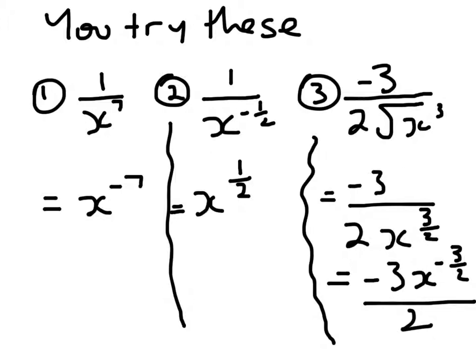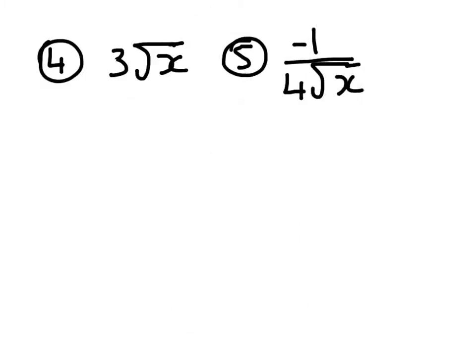Okay, now try these ones. Okay, 3 times the square root of x. Well, that's just equal to 3 times x to the power of a half. Okay, that's a very handy fact to know, that the square root of x is just equal to x to the power of a half, because that occurs a lot in mathematics.